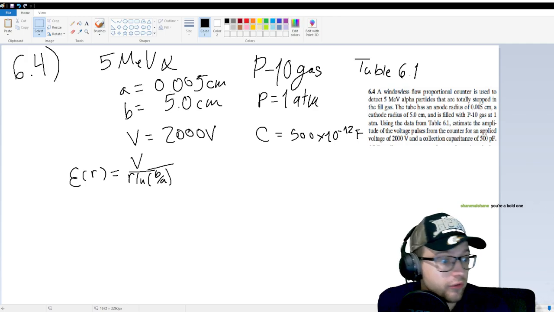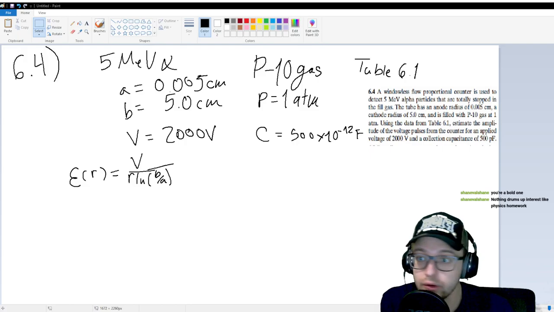Estimate the amplitude of the voltage pulses. Okay. Pretty straightforward. Pretty straightforward.